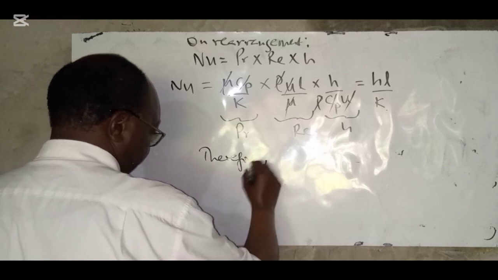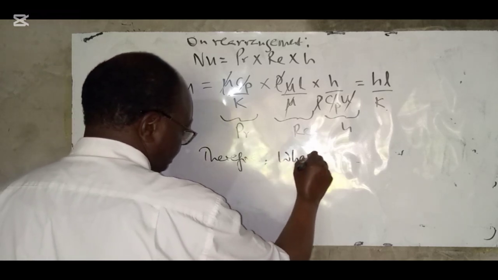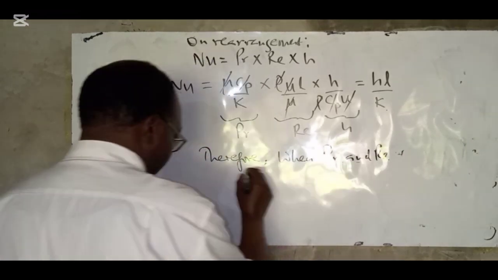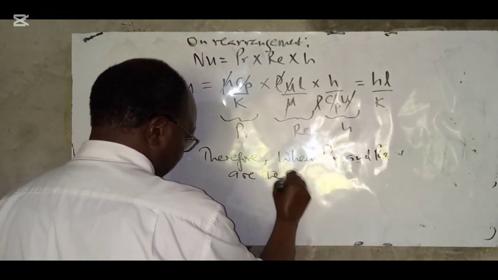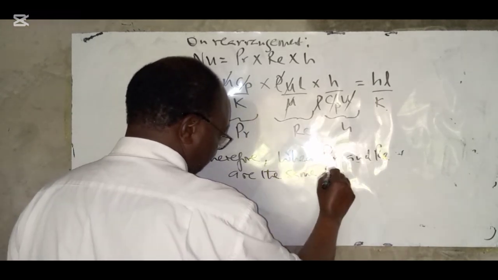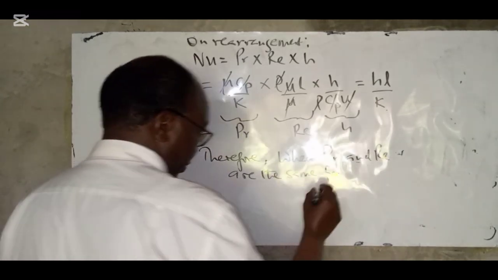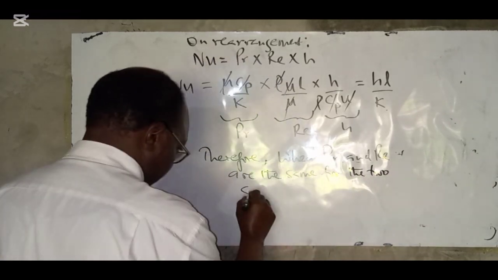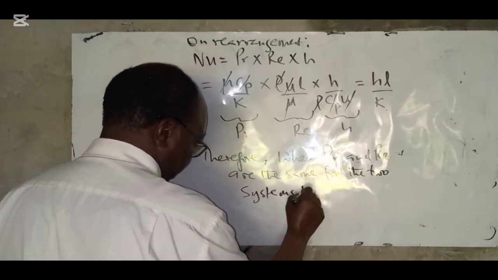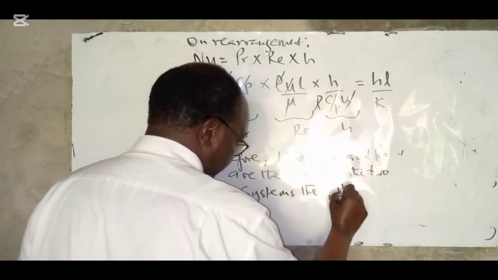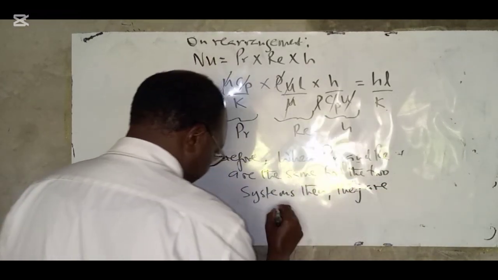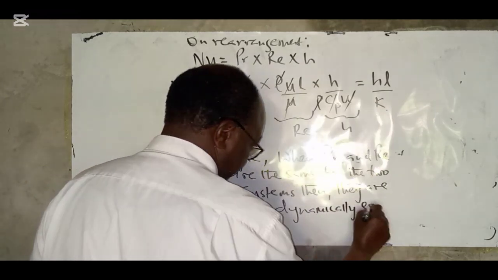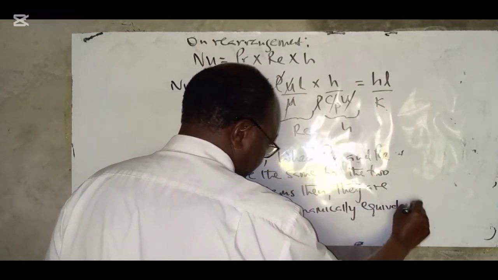Therefore, when Prandtl's number and Reynolds number are the same, the two systems are dynamically equivalent.